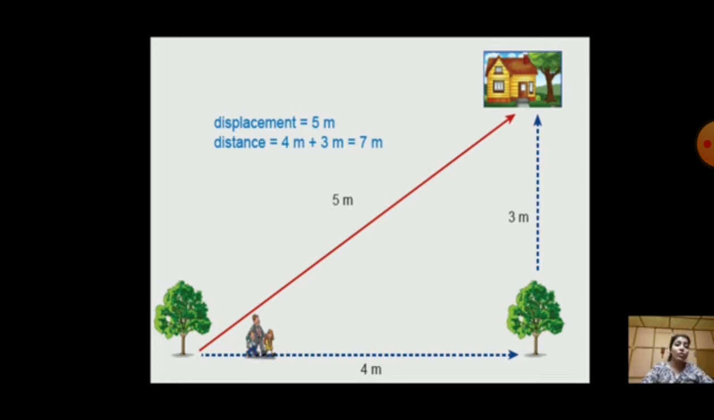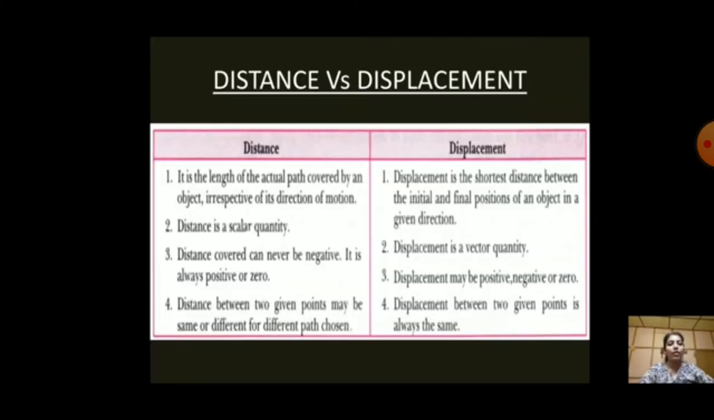However, if he wants to reach his home with a short path, then he can take this straight line. This straight line is how much? 5 meters. So here one thing we can notice is that displacement is smaller than the distance. You should remember this, displacement is smaller than the distance. So these are the differences between distance and displacement.